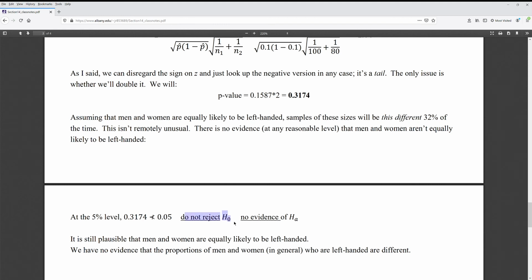H0 retains the benefit of the doubt. It's still plausible that men and women are equally likely to be left-handed in light of these samples. Therefore, because H0 retains the benefit of the doubt, HA doesn't come into it. HA only comes into it by the process of elimination, and nothing has been eliminated. Benefit of the doubt retained. Burden of proof not met.